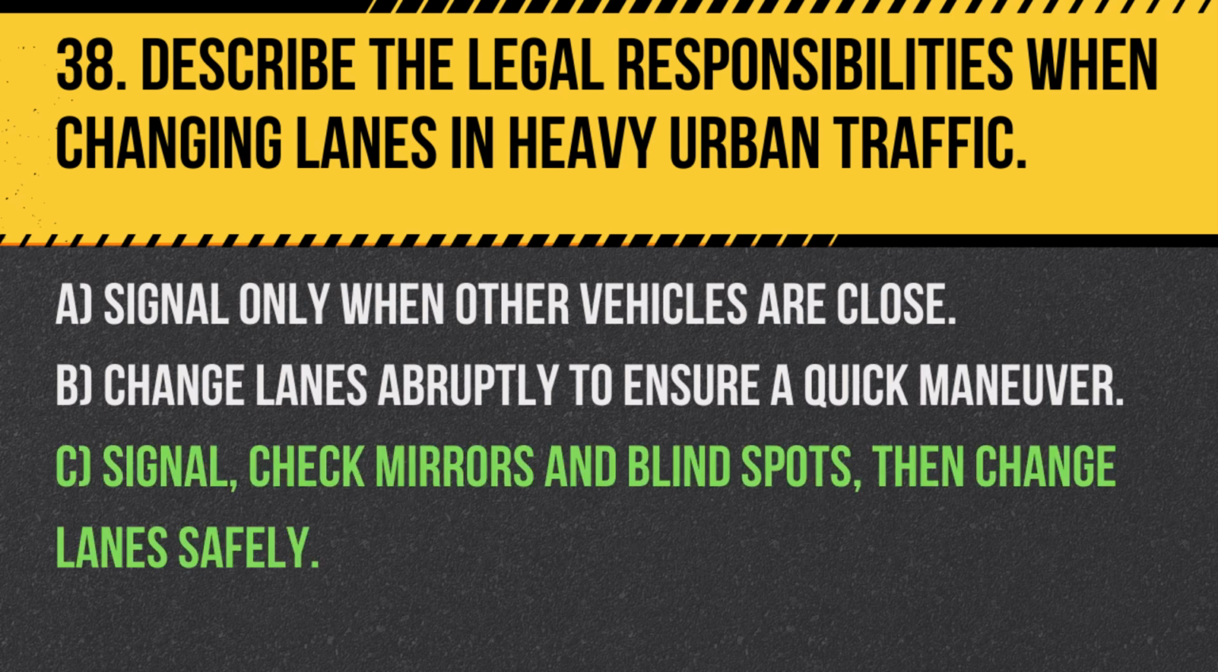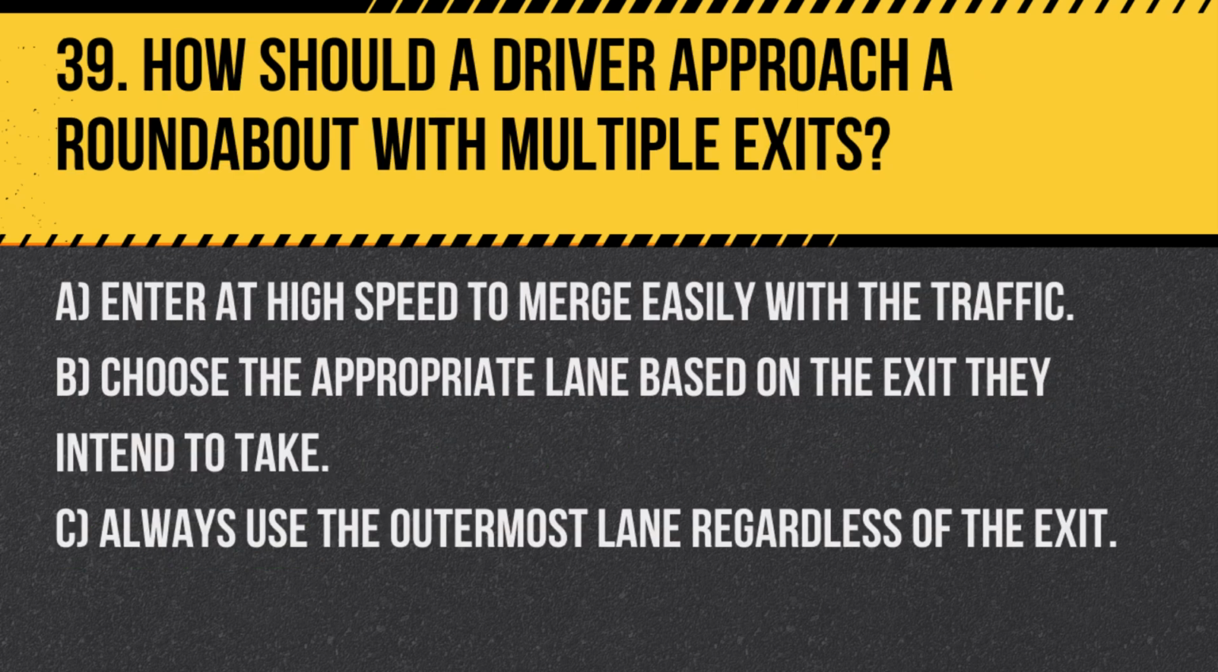Answer: C. Signal, check mirrors and blind spots, then change lanes safely. Proper signaling and observation are key to safe lane changes. Question 39. How should a driver approach a roundabout with multiple exits? A. Enter at high speed to merge easily with the traffic. B. Choose the appropriate lane based on the exit they intend to take. C. Always use the outermost lane regardless of the exit.